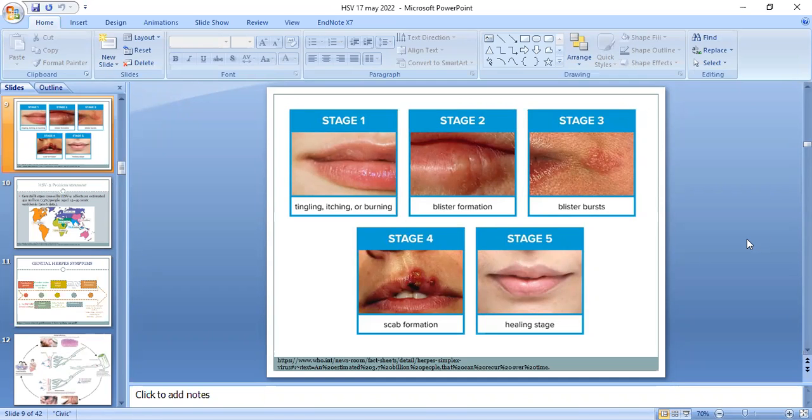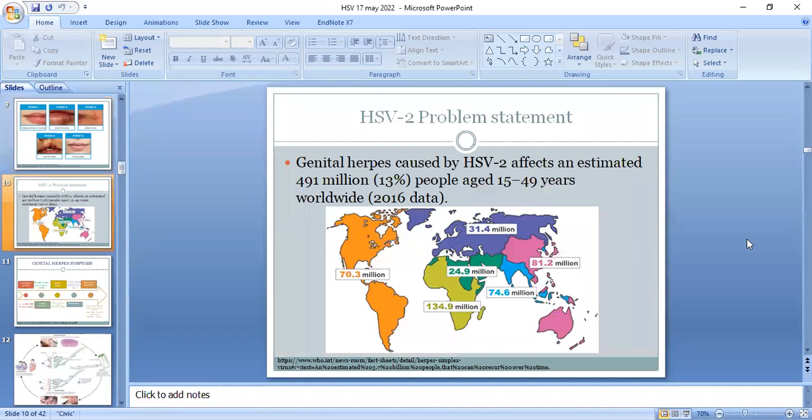Herpes simplex virus 2 problem statement. Genital herpes, caused by herpes simplex virus type 2, affects an estimated 491 million, about 13% of the world population aged 15 to 49 years, from the 2016 available data. Its prevalence is high in Africa.